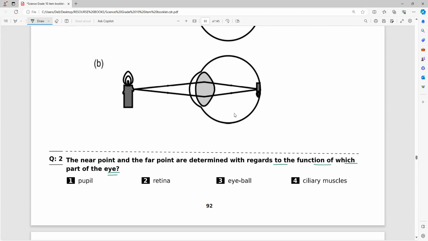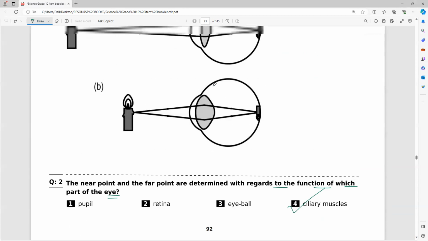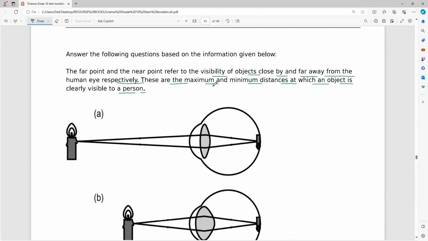The near and the far point are determined with regards to the function of the ciliary muscles. You get a defect of vision if the ciliary muscles are failing. Understanding? If the ciliary muscles are not relaxed sufficiently, you will get myopia. If the ciliary muscles become weak, you will get hypermetropia. So the ciliary muscles are the major ones which control the thickness of the lens of the human eye.